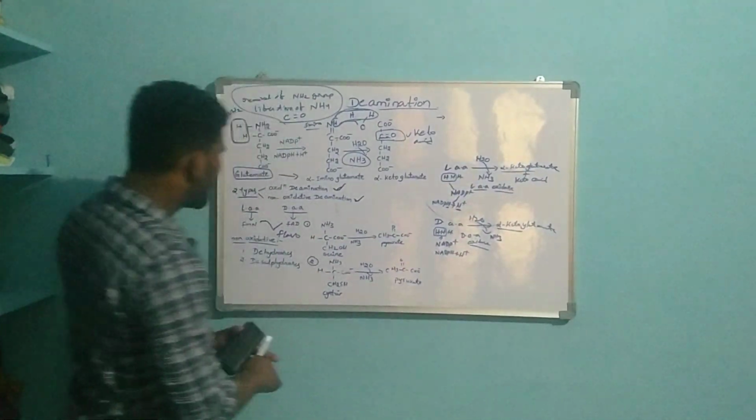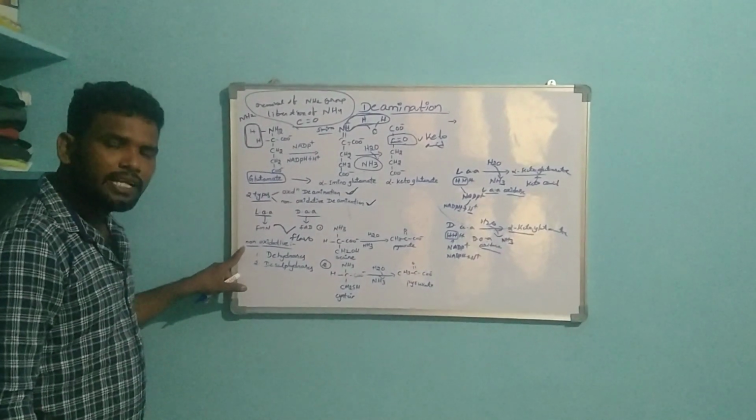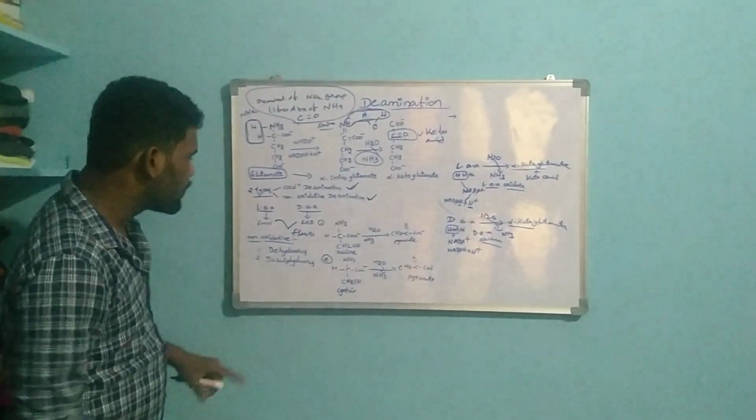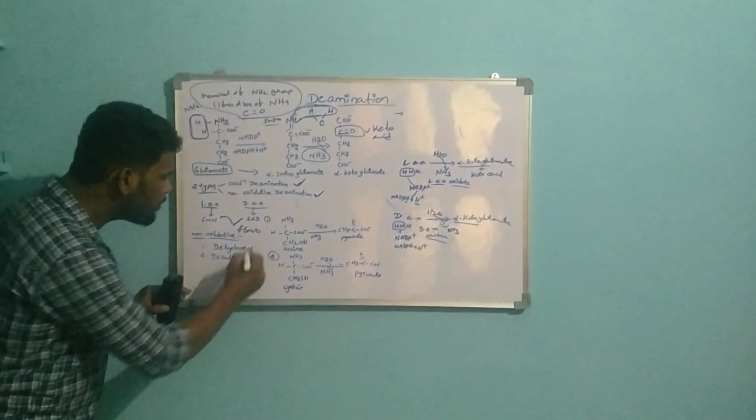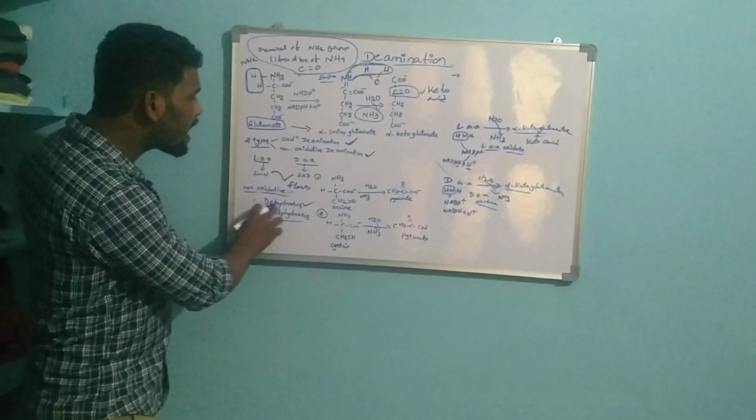Okay now, next is non-oxidative deamination. Non-oxidative deamination consists of two types of enzymes: one is the dehydrase enzymes and another is the desulfidase enzymes. So first of all, dehydrases.